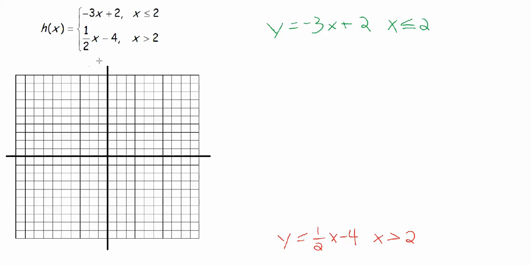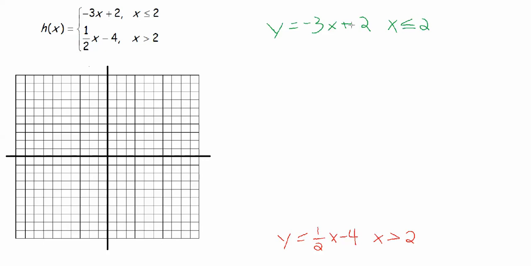In this video we have a piecewise function h of x. It's the same function that I used in the method 1 video when we plotted these lines and then erased the parts that we didn't need. The difference in this video is that we're going to use method 2, which requires no erasing. So everything that we graph, so this line, when we start to graph it, we'll start at x equals 2 so that we consider the domain right away.